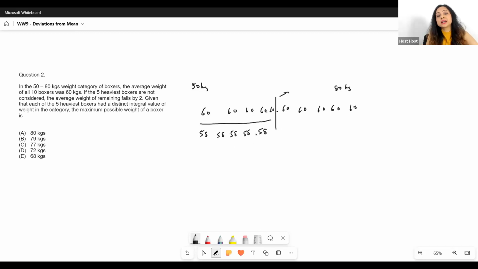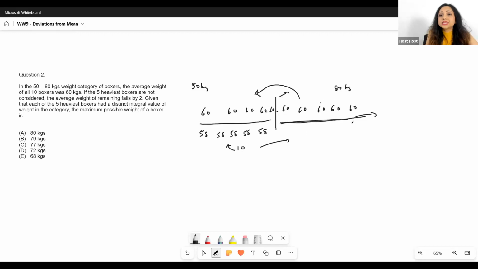So now each one has 58. What does it mean that the average falls by 2? That means when I took these people out, they had given 2 extra to each member of this group. So when they left, their 2 also went away with them. So that means there was this 10 extra that had been given to the lighter group, which now went away with the heavier group. So now these people had that 10 extra with them, right?